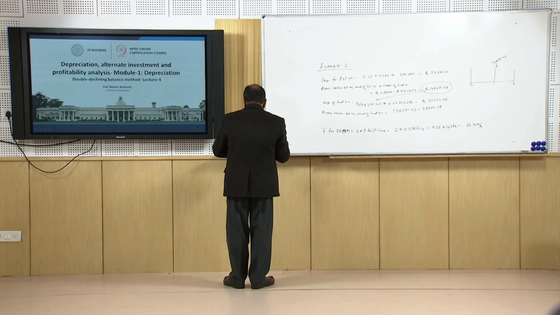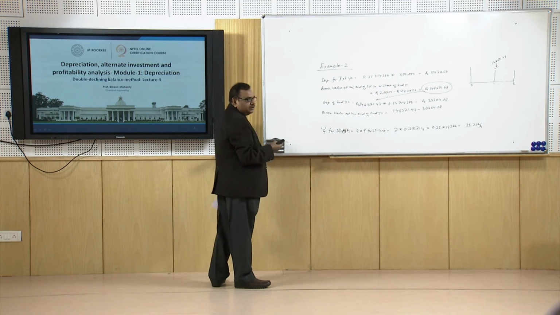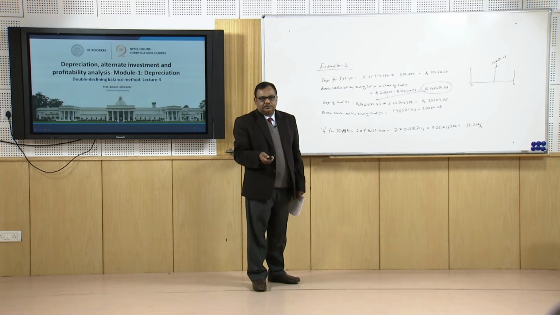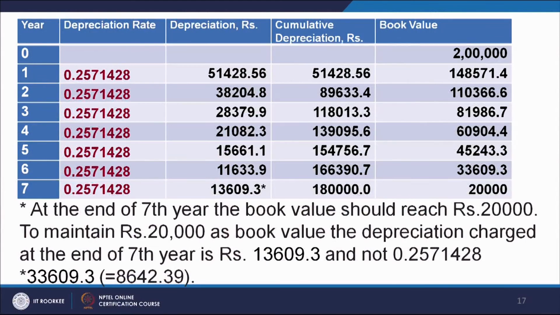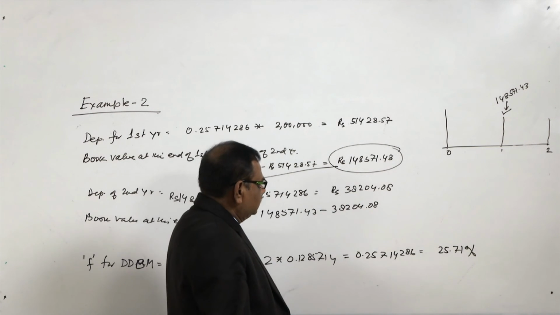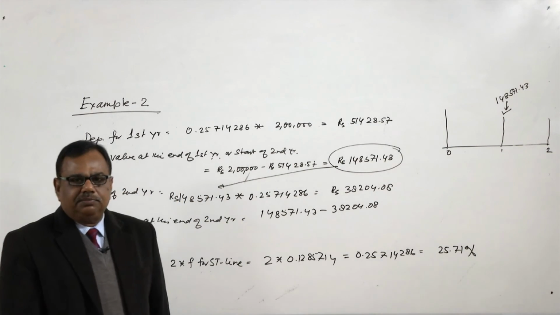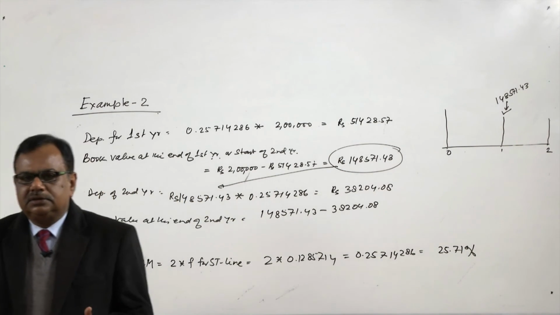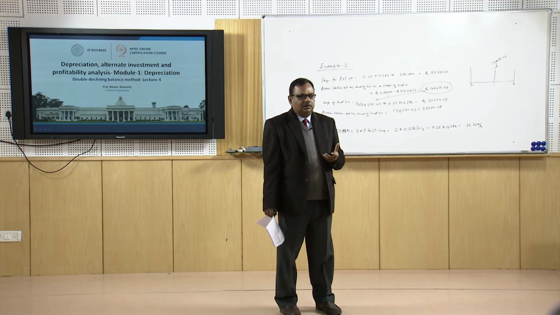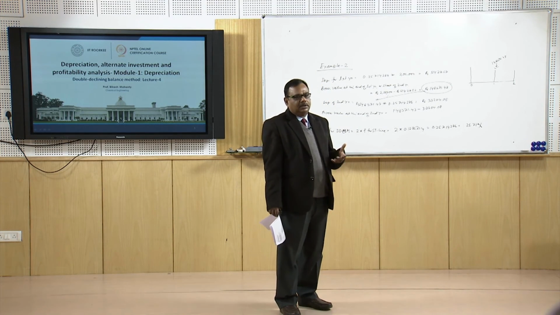Now, let us see the results in a tabulated form. This is the result in tabulated form, and here we should observe that the depreciation is decreasing. In the first year it is 51,428, then it is 38,000, and then it will further decrease. That means, in the early years the depreciation will be far more than in the later years.